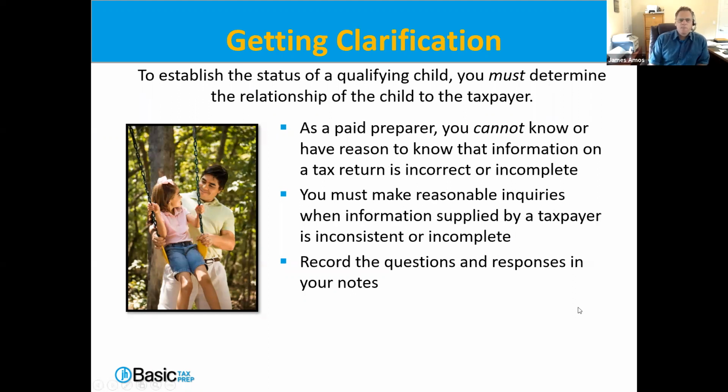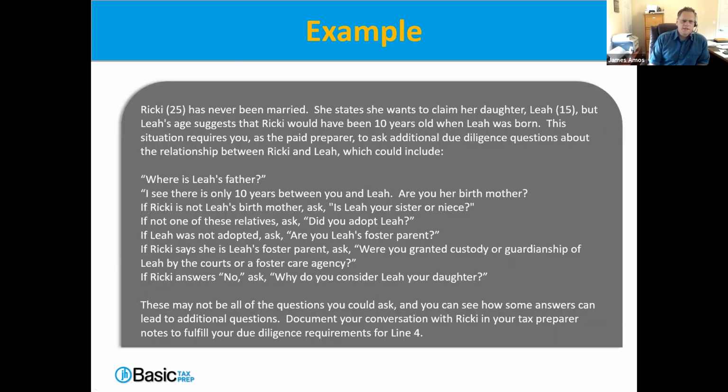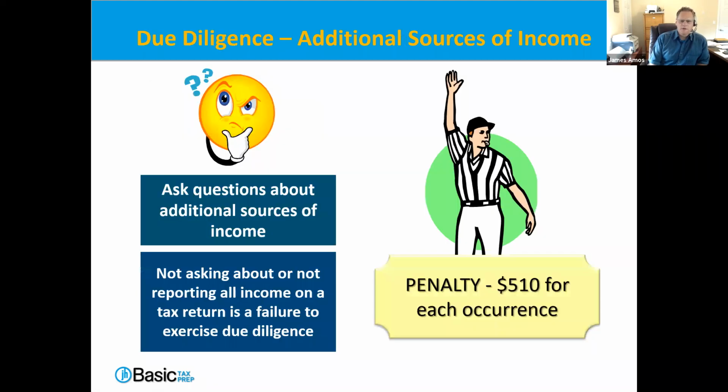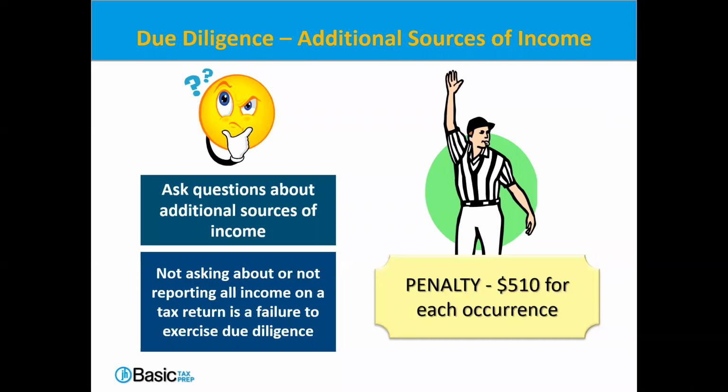I'm not going to go into the example. I think it's pretty obvious what we're talking about. So this is why it's important. There's a penalty of how much for each occurrence where you failed? $510. And that's only what you as a preparer pay if you don't use due diligence.